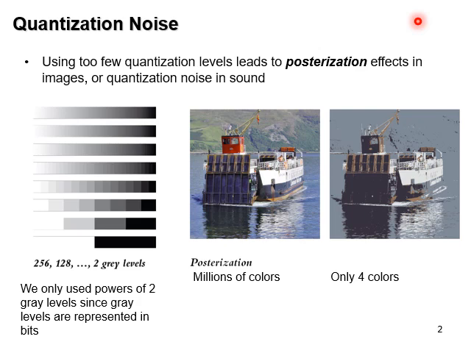Now, related to this, you might get what's called quantization noise. So if we use too few quantization levels, this leads to the effect of posterization in images, or sometimes it's called quantization noise in sound. Let me give you one example here. So let's assume that we have this signal here, that looks like this, and this signal is supposed to be converted into the digital or the quantized form.